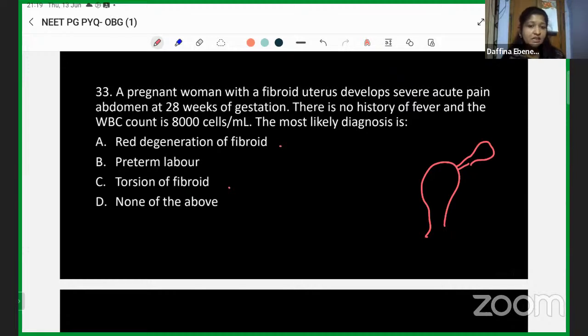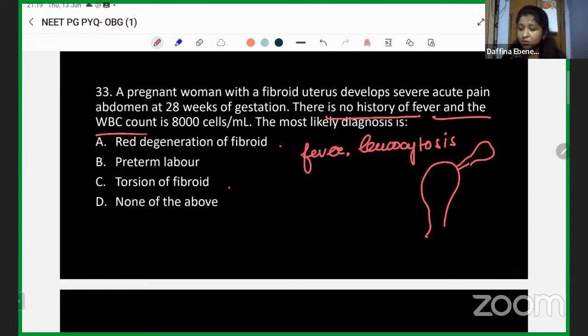Whenever red degeneration is there, two things that will happen are fever and leukocytosis. Okay, fever and WBC count is going to be high. But they've classically given you there is no history of fever and the WBC count is 8,000. So the diagnosis should be torsion of fibroid. Why is it not preterm labor?